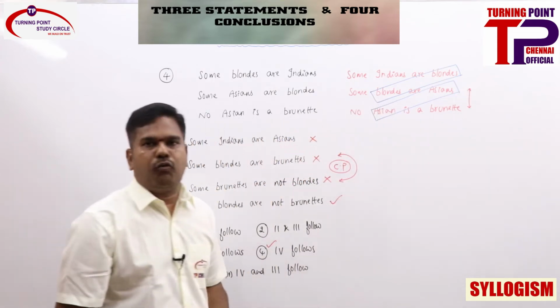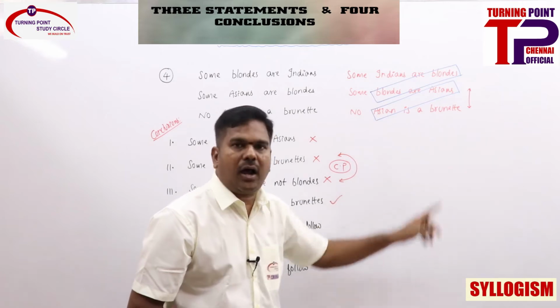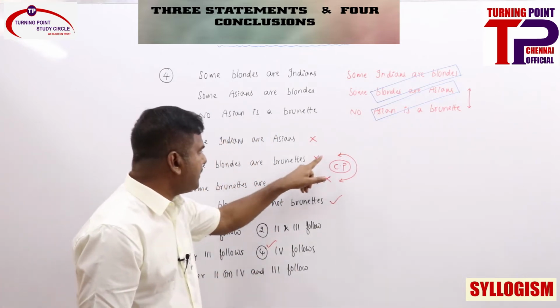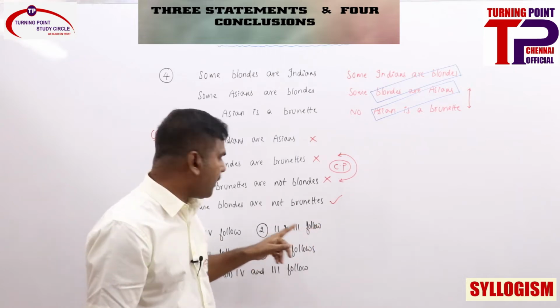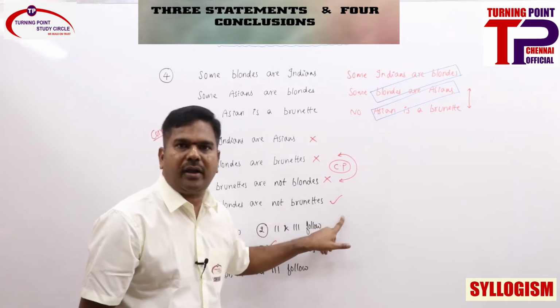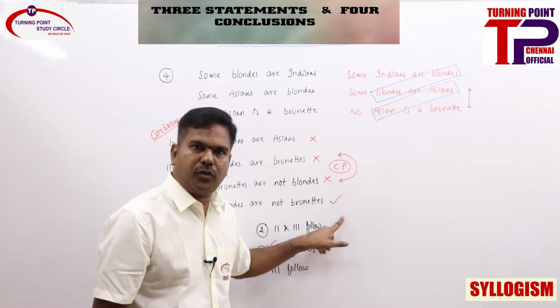But I plus E gives O. O means some blondes are not brunettes, right? Some blondes are brunettes, that is the reason it is ruled out. Do check whether some blondes are brunettes is there or not. Yes, it is there. Go ahead with the fourth option.